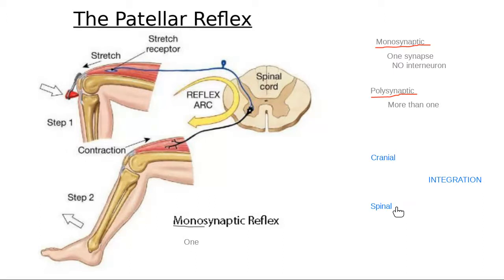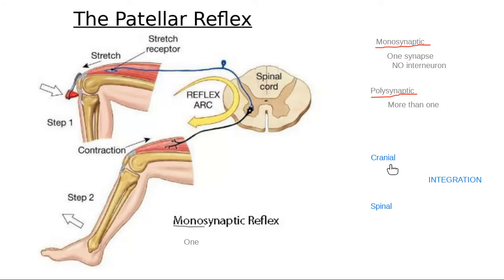When we classify a reflex as cranial or spinal, it's all about where I'm processing. And this is probably the easiest thing for you to tell when you look at a picture of a reflex. Because if I have a spinal reflex, I will always see the spinal cord. So if you see your reflex arc that looks like this and you see the spinal cord in the middle of it, hey, guess what? That's a spinal reflex.